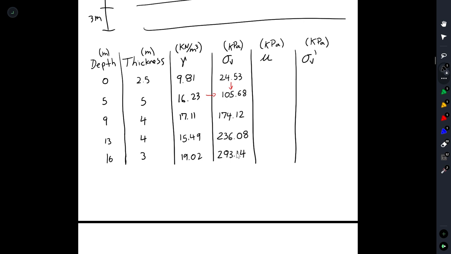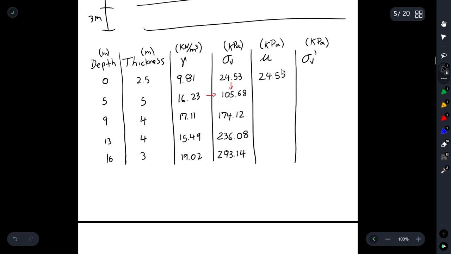Again, it's the same for the pore water pressure. And finally, the effective stress is the subtraction of the total stress minus pore water pressure. So we're going to move on to the next column. And we have that because the first layer is only water, the hydrostatic pressure actually starts at the surface of the water again. So we're going to get the same 2.5 times 9.81, 24.53 for the pore water pressure.